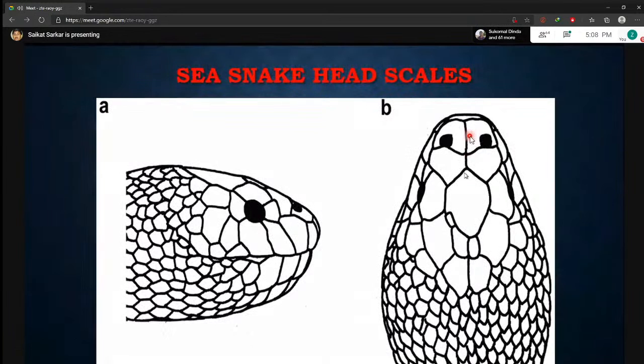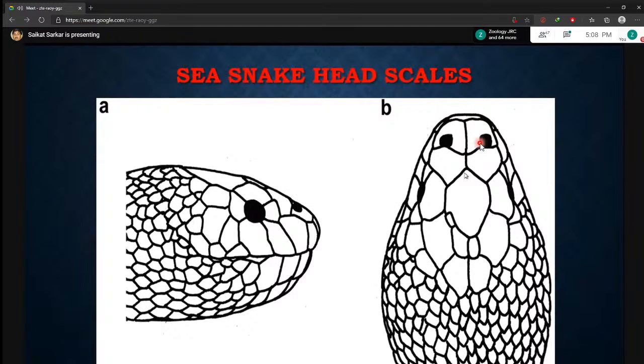especially in the sea snakes that are pelagic. They will have their nasal aperture on the dorsal surface, or the nasal scale on the dorsal surface. Okay, and there won't be any internasals. If any snake head is lacking internasals and the nasal aperture is pointed upwards, that is a sea snake.